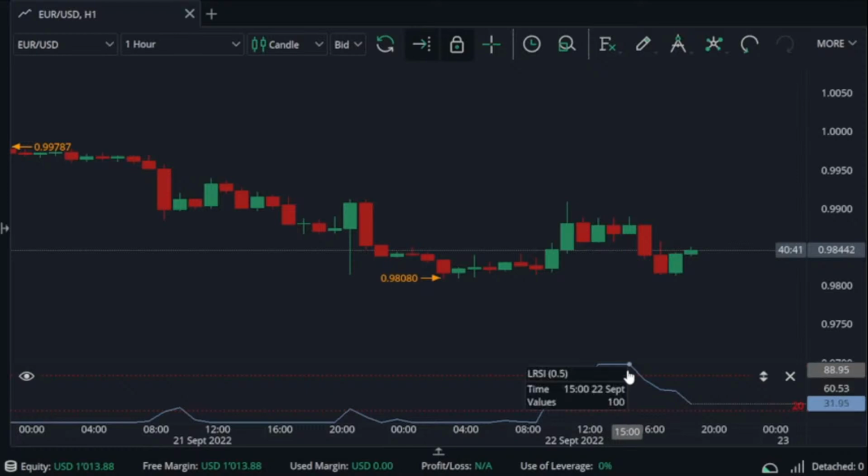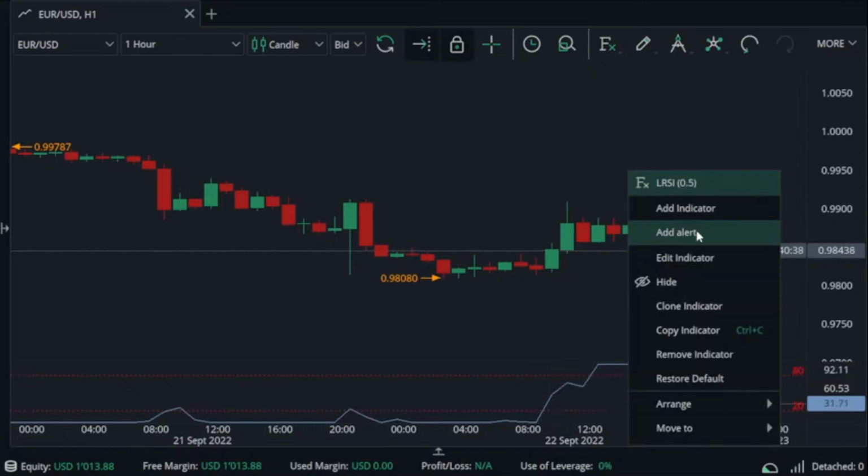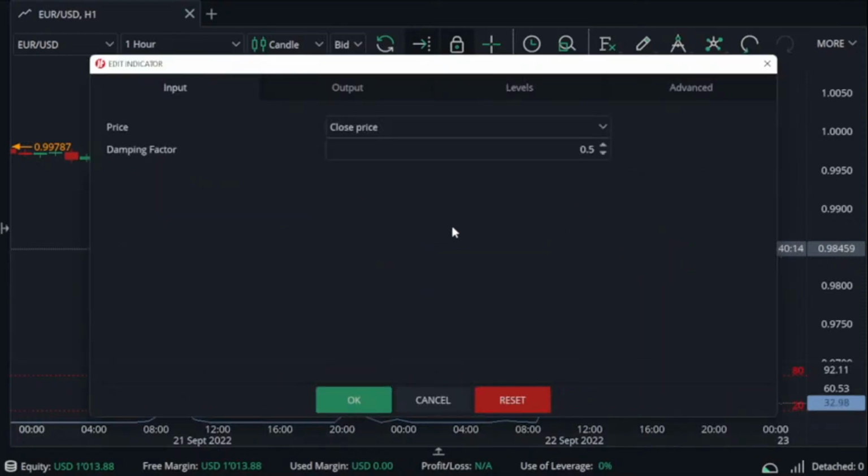Now let's see what customization options are available for us in its editing toolkit. So we go to the edit indicator option. It's taking a little bit of time to load. All right, we got it.